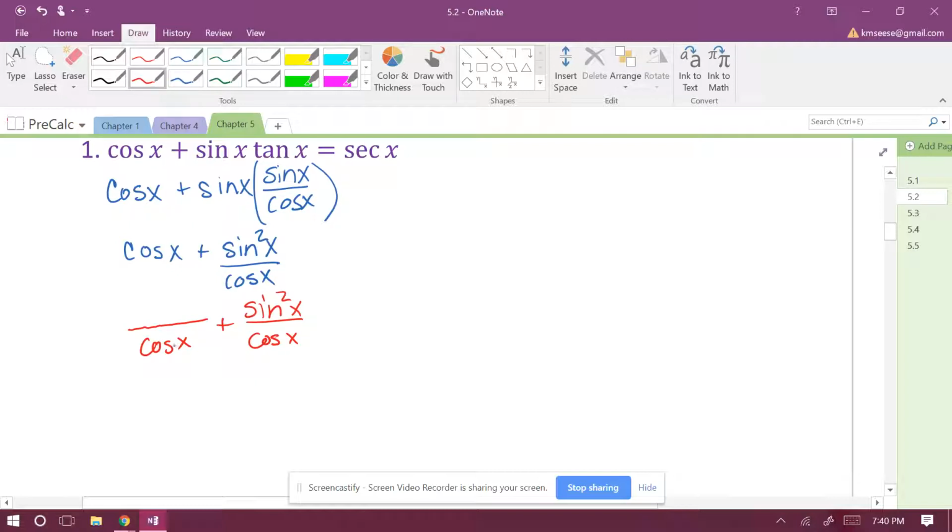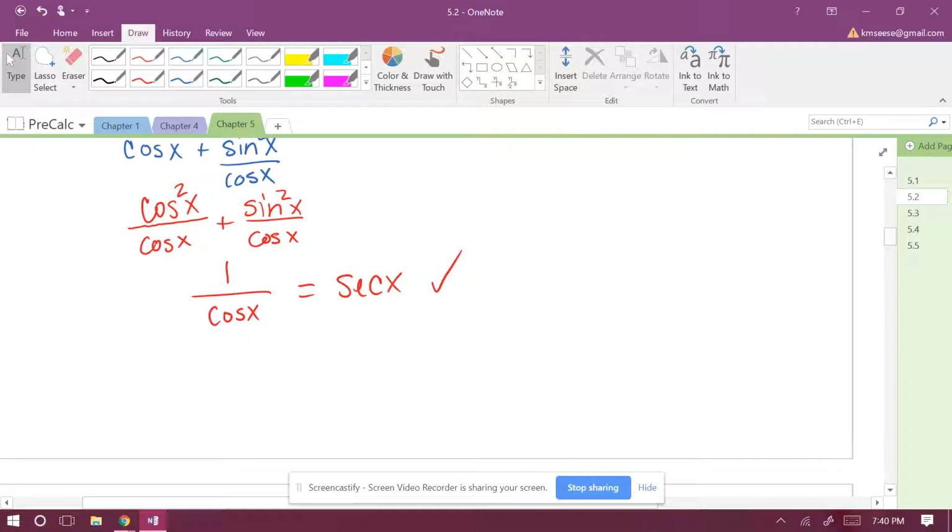What do I have to do here? Multiply top and bottom by cosine of x, so I get cosine squared of x. My numerator, cosine squared of x plus sine squared of x, is 1. So I have 1 over cosine of x, which equals secant of x, and I'm done, because that's what I was trying to prove.